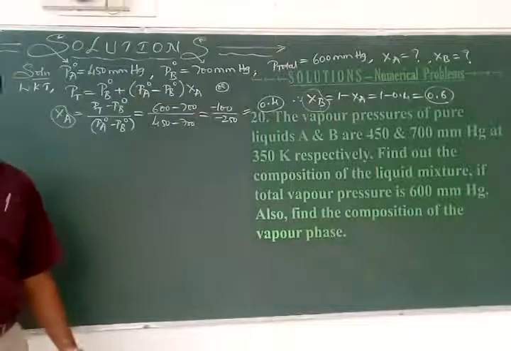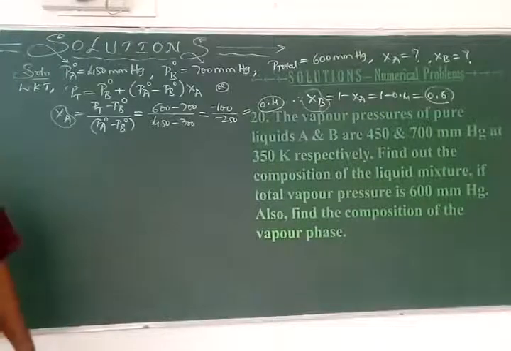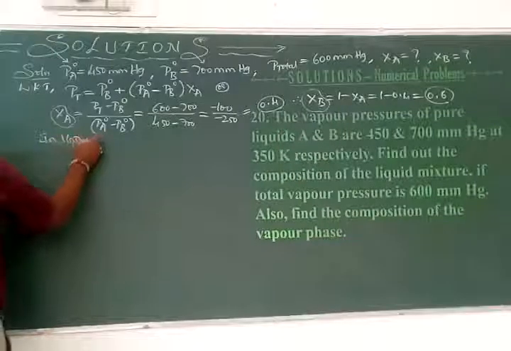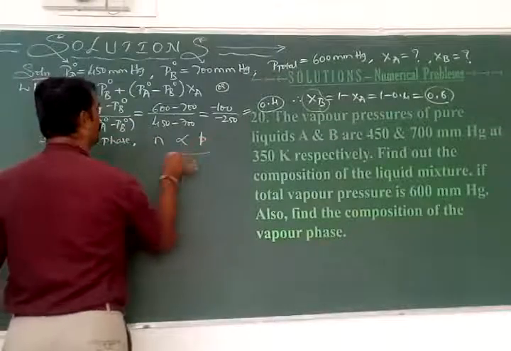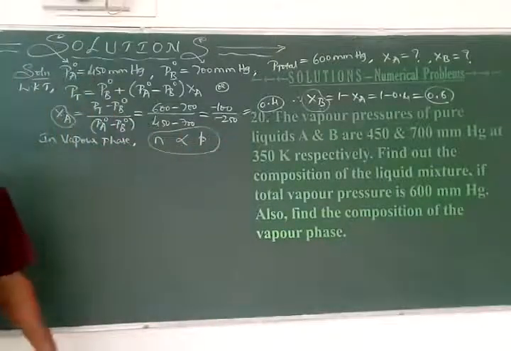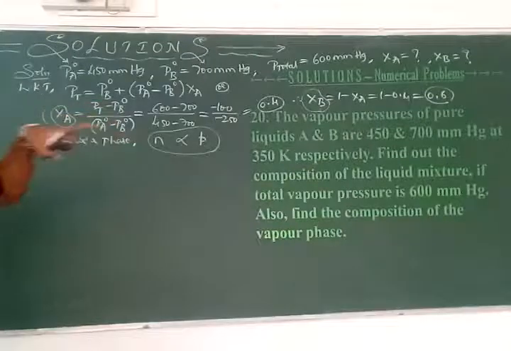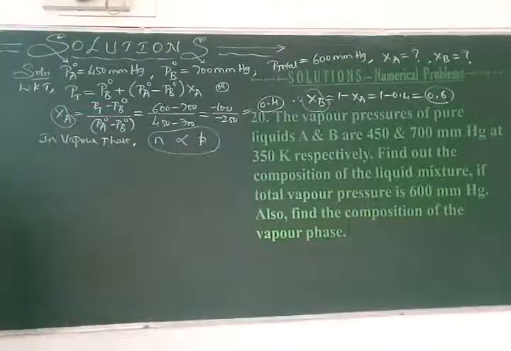Also, we have to calculate the composition of the same in the vapor phase. In the vapor phase, the number of moles is always proportional to the respective partial pressures. That you have to remember first. Because we have calculated the composition of the liquid mixture, but now you have to find out the composition in the vapor phase. So here the vapor phase depends upon the partial pressure; the number of moles of that particular liquid is directly proportional to the partial pressure.